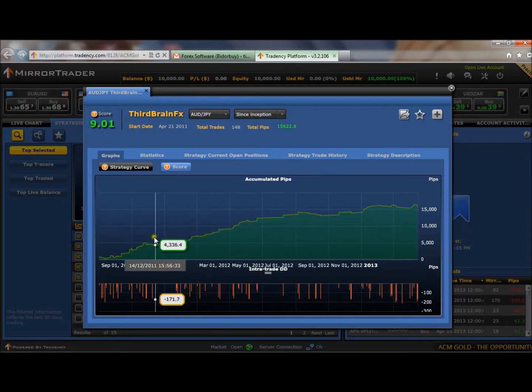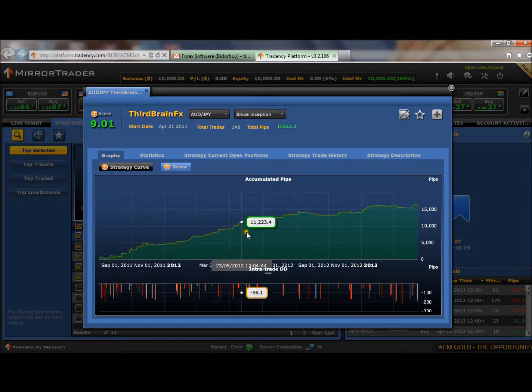Okay, here you can see his graph. This graph is from the 1st of September 2011. So you can see it's longer than 2 years, almost 2.5 years, and you can see that he is quite a consistent trader. He's made 15,000 pips. For a definition of a pip, refer to babypips.com.